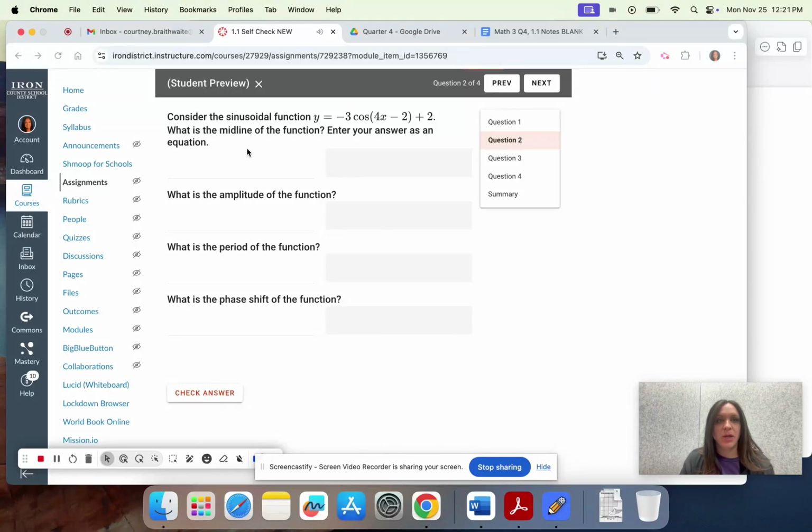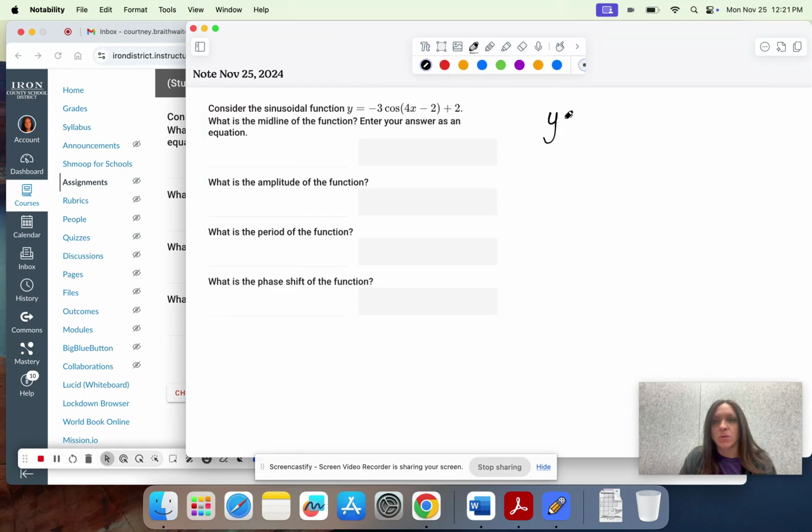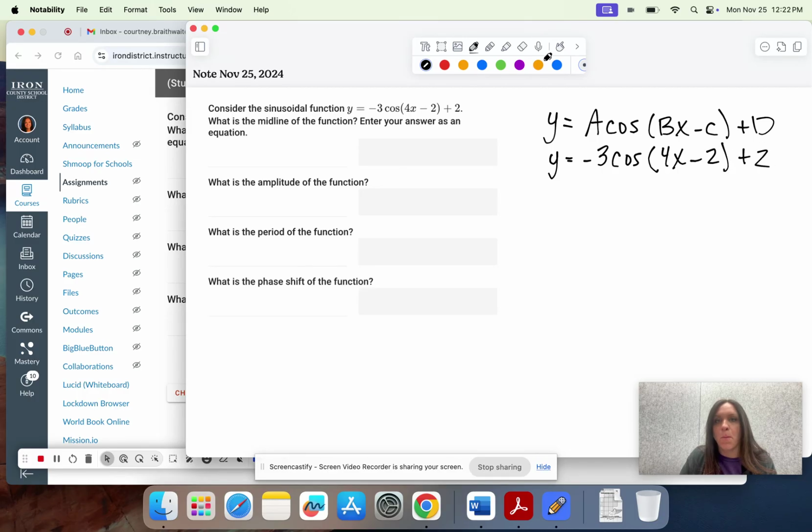All right, question 2, we have the sinusoidal function y equals -3 cosine 4x minus 2 plus 2, and we're trying to find everything. So midline, amplitude, period, phase shift. So let's start with just our standard form. y equals a cosine of bx minus c plus d. And then I'm going to write the equation underneath. So -3 cosine 4x minus 2 plus 2.